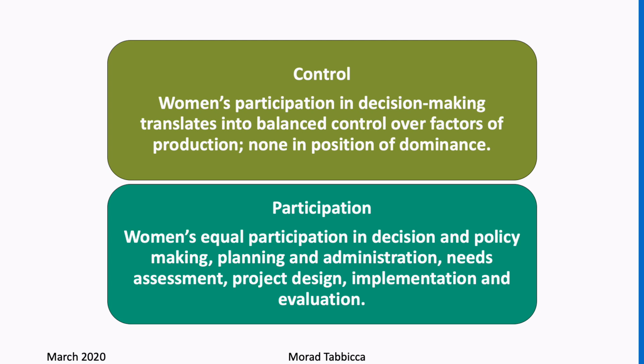So the next two levels have to do with participation and control. Here with participation, we are saying that women are equal participants in decision making. They are equal participants in policy making, planning, and administration. And in every project, we do needs assessment, we design the project, we implement, and we evaluate. So if you want your project to be gender sensitive and gender aware, then you need to have women throughout the whole planning, implementation and evaluation cycle of the project.